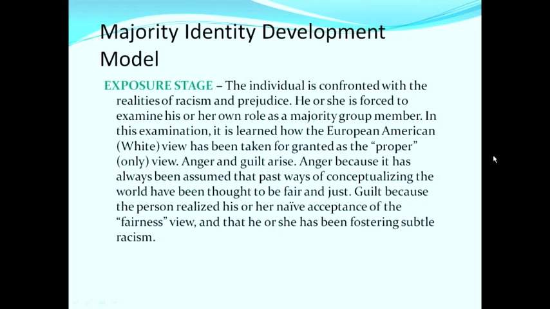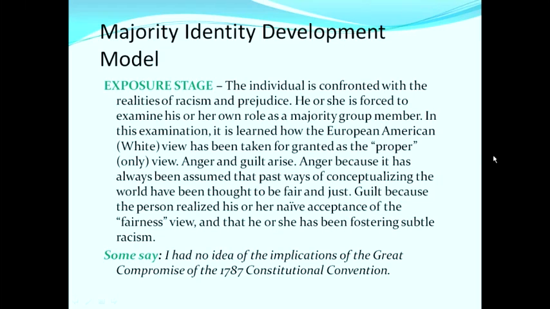I'll let you read this on your own, but the exposure stage is essentially when people are exposed to the realities of the history of racism in this country. And when I talk to my students about this, I talk about the Great Compromise of the Constitutional Convention of 1787. I ask them what the Great Compromise is, and almost no one remembers their U.S. history. And then I tell them, well, there are two compromises.